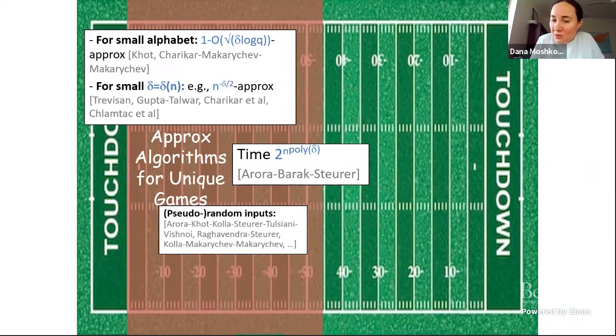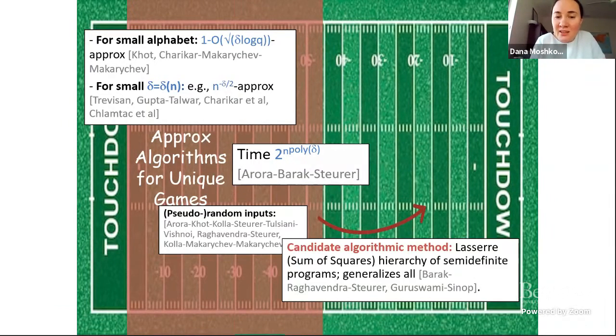So team algorithms looked like it was winning. It even had a plan of attack. And this is the Lasserre or sum of squares hierarchy of semi-definite programming. It was shown to generalize each and every algorithm that was considered beforehand. And researchers in that area seemed to think that maybe it will get you all the way to disproving the unique games conjecture.